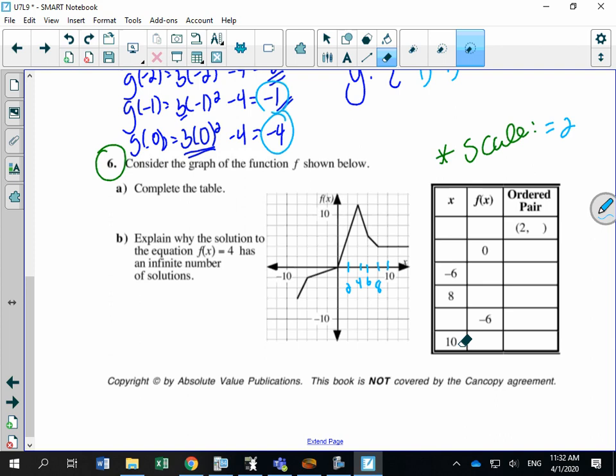And what they're saying, okay, when x is -6, what's the corresponding y value? Remember, f of x is a fancy way of saying y. So when x is -6, -2, -4, -6, what's that y value? One hatch mark down is -2. So -6, -2, because remember our scale is 2. It goes up or down, left or right. Each hatch mark is 2.